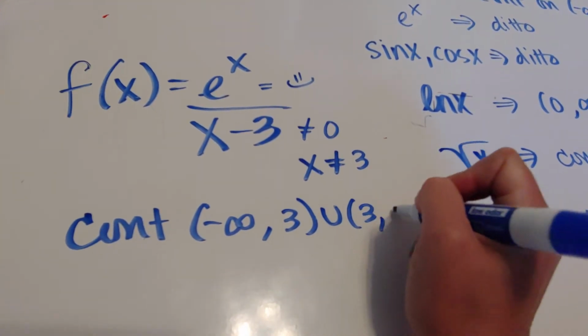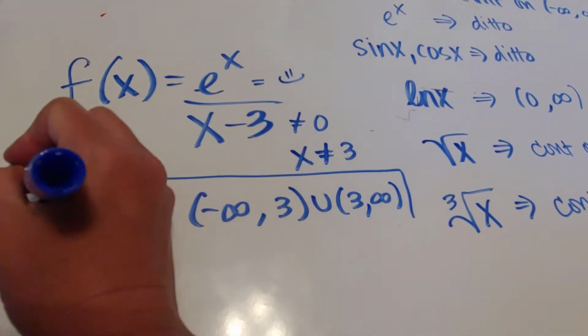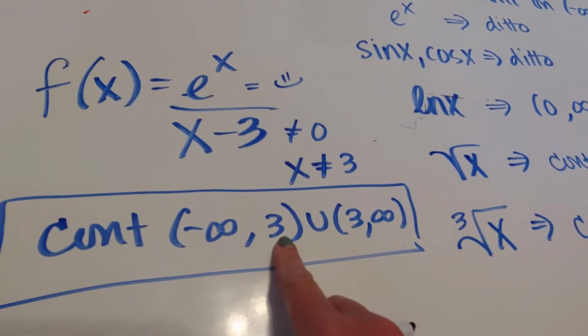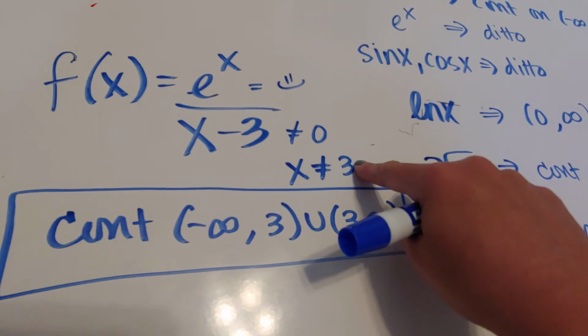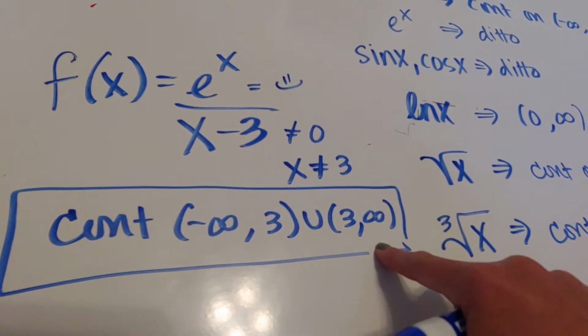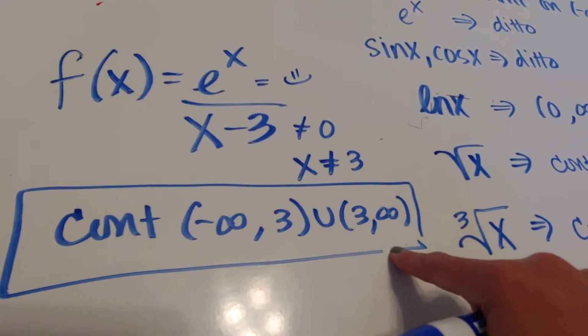Now the way that we write that in interval notation is to say negative infinity to 3 with parentheses, union, 3 to infinity. Some students try to write that differently. Nope. Interval notation, people. You have to write it that way.